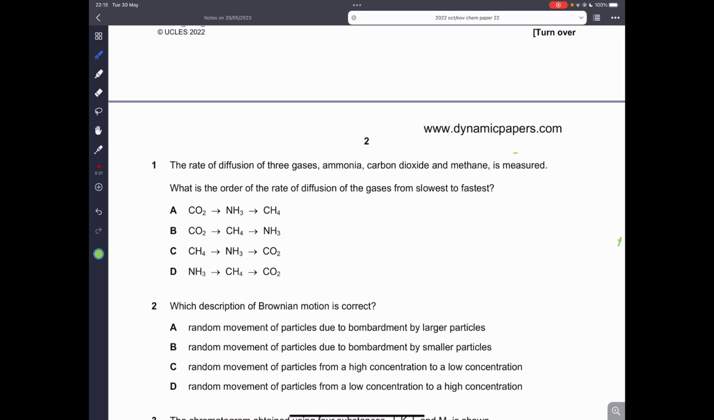Question 1. The rate of diffusion of three gases, ammonia, carbon dioxide, and methane, is measured. What is the order of the rate of diffusion of the gases from slowest to fastest? Now remember, when you see this word diffusion, you have to be instantly thinking of Mr, or the molar mass. So we have to find the molar mass of the three gases that are given: ammonia, carbon dioxide, and methane. Well, let's write them out. Ammonia is NH3, carbon dioxide is CO2, methane is CH4.